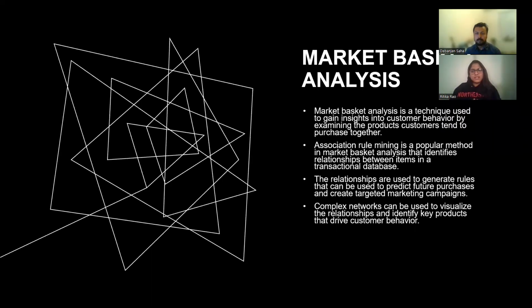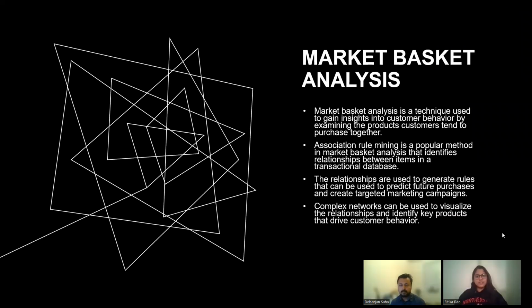Under market basket analysis, essentially what we tried to do was understand the customer behavior and their purchasing patterns. So we tried to see which products are often bought together with which other product categories. And we used association rule mining for these. These relationships can be useful in general when it comes to product recommendations.